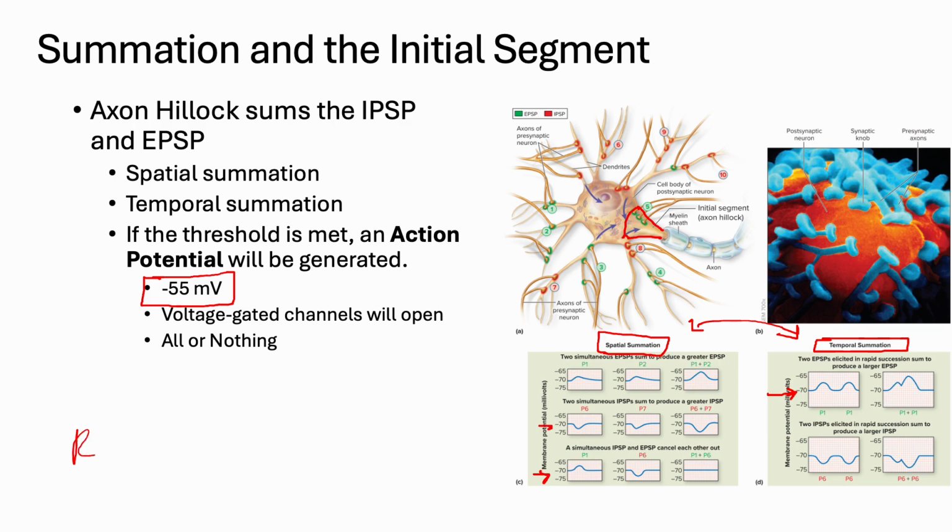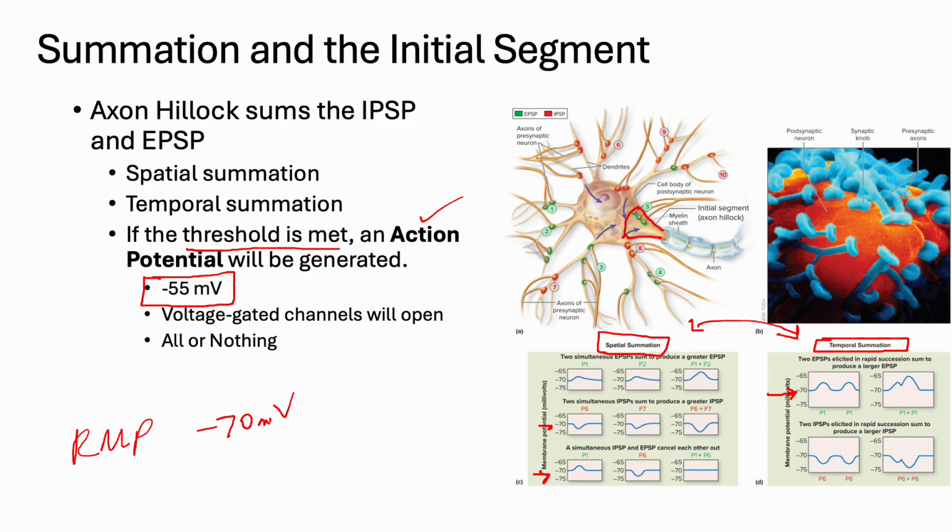And the determining point is a threshold value of negative 55 millivolts. Remember, resting membrane potential is negative 70 millivolts. So that means there has to be a change of 15 millivolts, a depolarization of 15 millivolts, to reach this threshold. So this is an all or nothing thing. If the threshold is met, an action potential will be generated and travel down the axon. If the threshold is not met, then the action potential will not be generated.